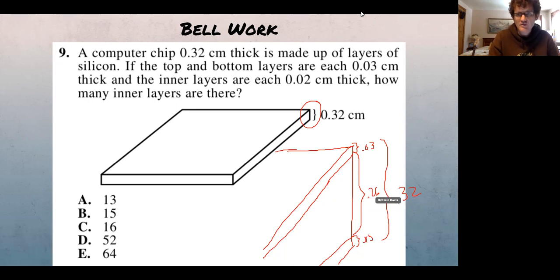So that means there's 0.26 centimeters of thickness, and I will at this point figure out how many layers there are. I'm going to pretend that these are different layers that are 0.02 thick. Basically, I can just divide 0.26 by 0.02 to figure out how many layers will be required to fill that in. And when we do that, we will get 13 as our answer. All right, so the answer is indeed A.